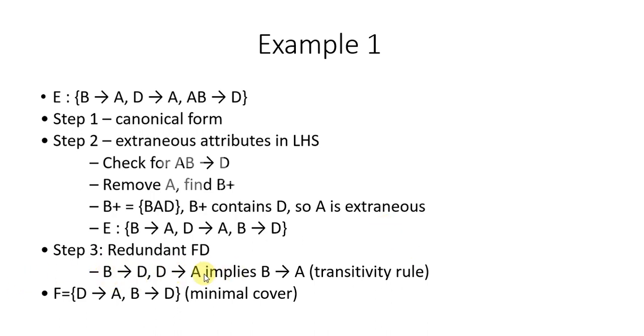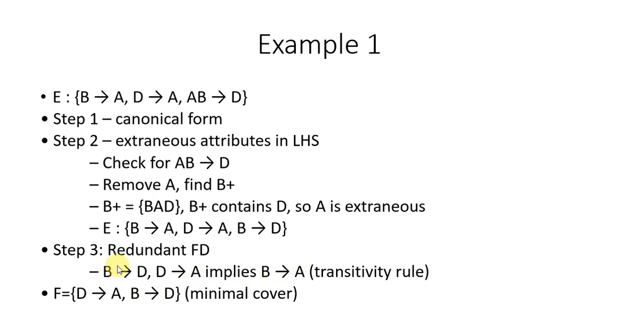Okay, because B to D again implies this B to A. Okay, so B to D alone will cover these two dependencies. So we can have D to A and B to D. So we can remove B to A. These two directly imply B to A. So we can remove that. So the remaining will be D to A and B to D. That is the minimal cover. Okay.